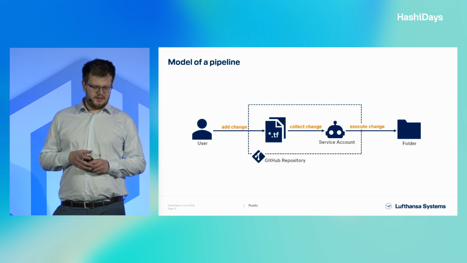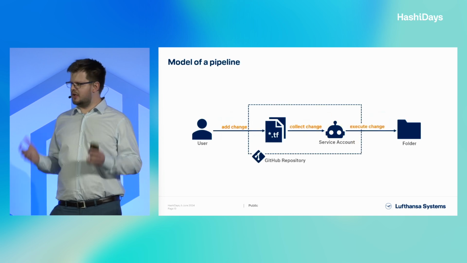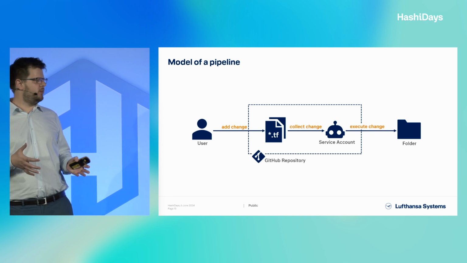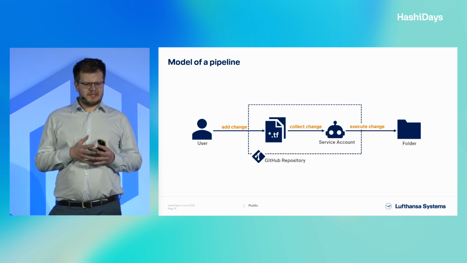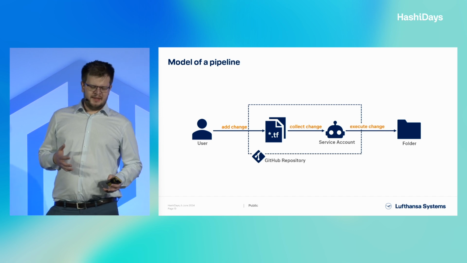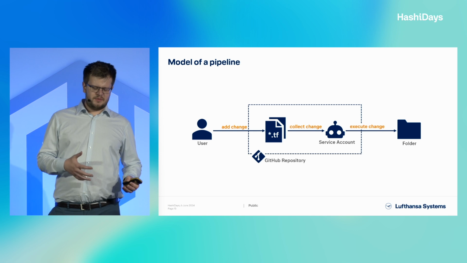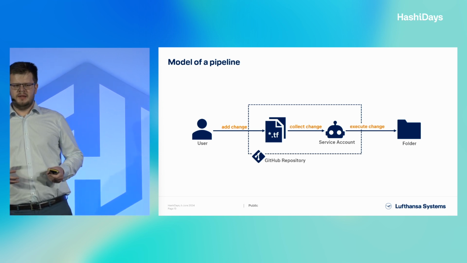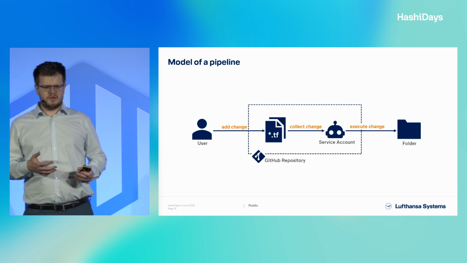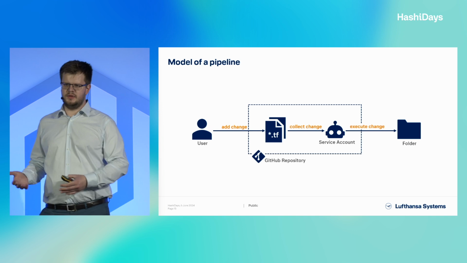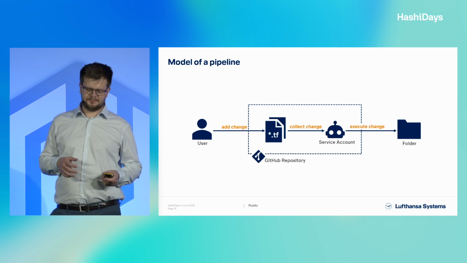Okay. So to understand that, we need a model of a pipeline. And this is a really simplified view of a pipeline. And it all starts with a user adding a change to the code base. If that change makes it successfully to the code base, a service account is picking up that change. And if he has the correct permissions on the live environment, he will go ahead and do the change in the live environment. So in this case, in GCP.